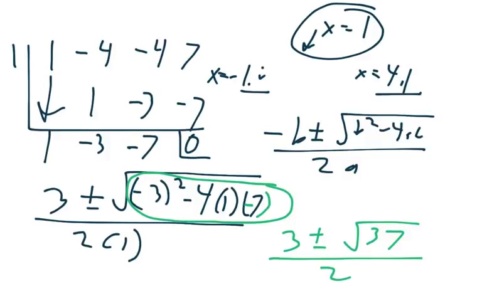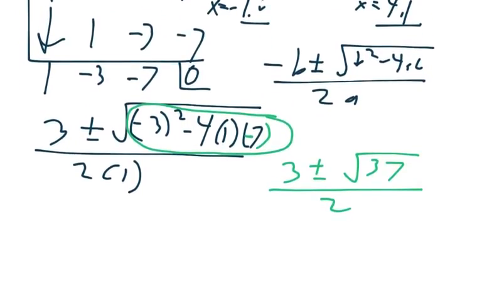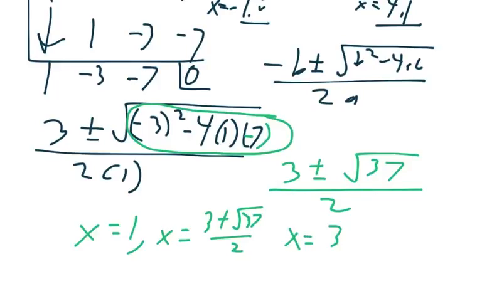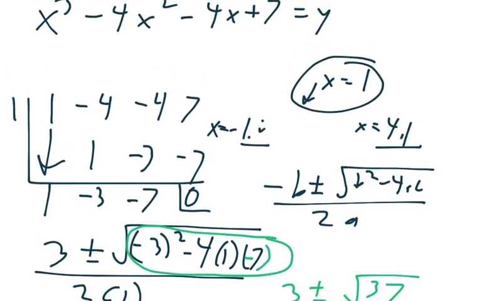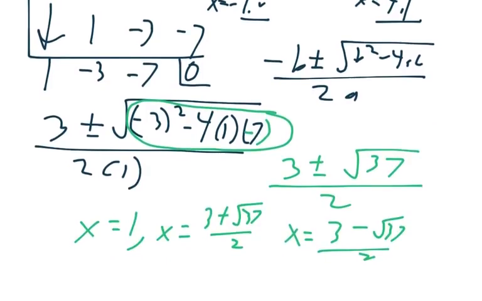Because we cannot break down 37, my answers are x equals 1, x equals 3 plus the square root of 37 over 2, and x equals 3 minus the square root of 37 over 2. And since the top exponent over here is 3, we get 1, 2, 3 answers.